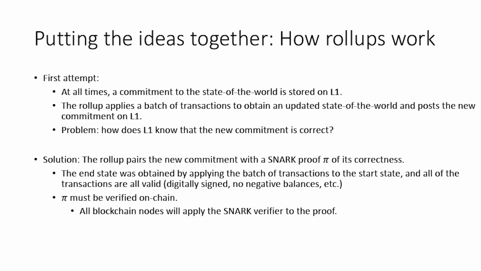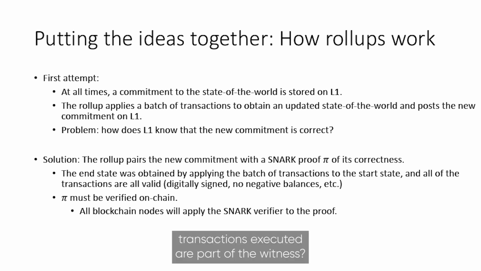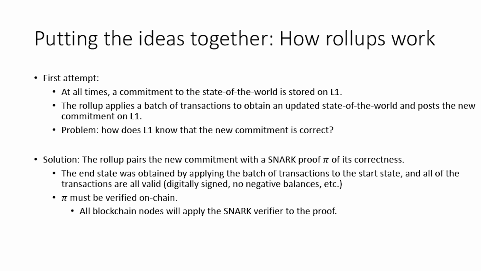And then note that the SNARK proof will be verified on chain. So every blockchain node in the world will have to run the SNARK verifier. Okay, so just to check, the transactions executed are part of the witness? Is that correct? Yes. As is any authentication information, like Merkle authentication paths for any pieces of data that the transactions need to know to be applied.